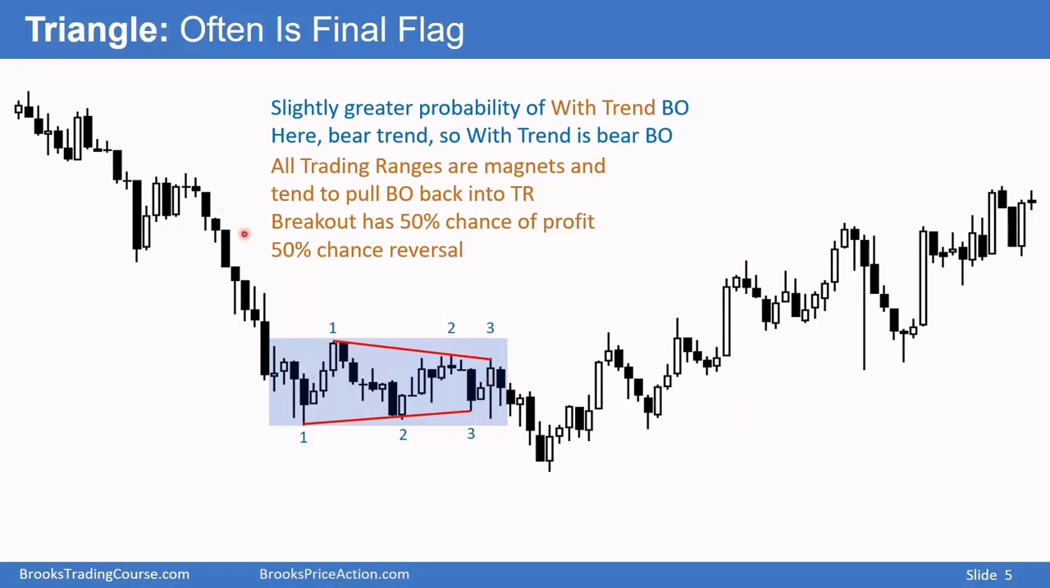Anytime you have a triangle late in a trend, it usually is the final flag. Usually the breakout does not go very far, and the market reverses back into the trading range, the triangle, the apex of the triangle, and then it decides what to do next. Here we have a lower low major trend reversal, and then a higher low major trend reversal, and the bulls got a trend.